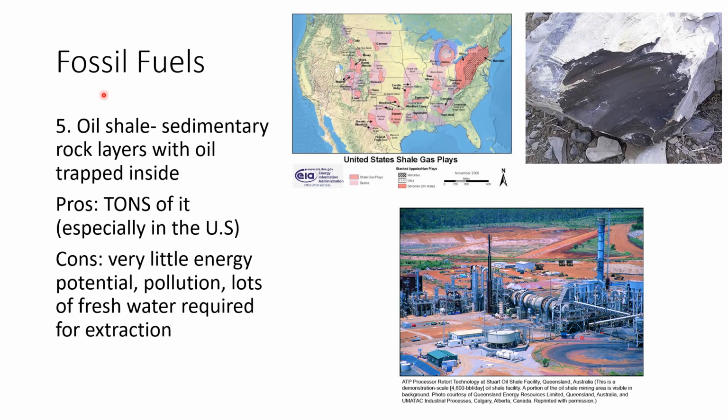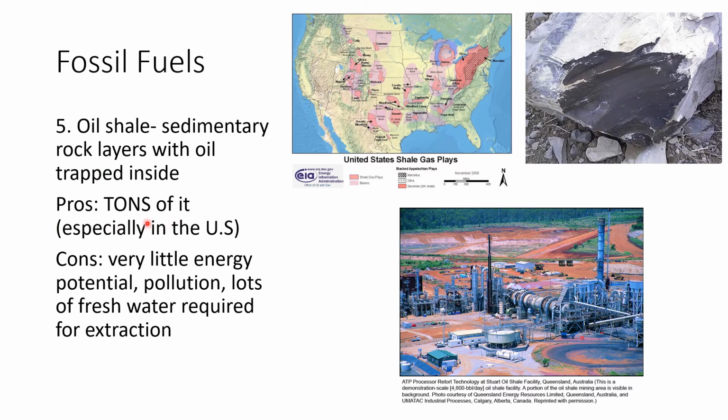The final type of fossil fuel is oil shales, and oil shales, you've got shale sedimentary rock layers that have oil trapped inside of them. Here's a picture example of this, a piece of shale, and you can see this black stuff is kind of a greasy substance called keratin, and that is the stuff we are trying to get out of the rock.